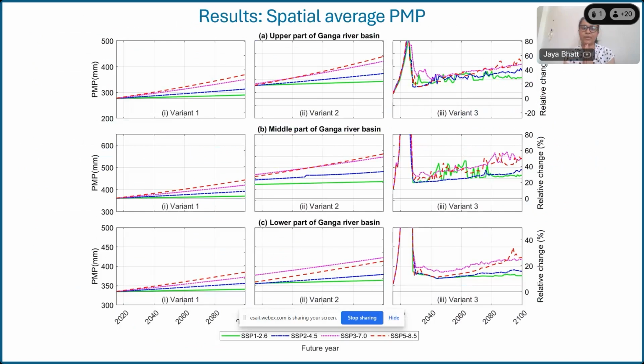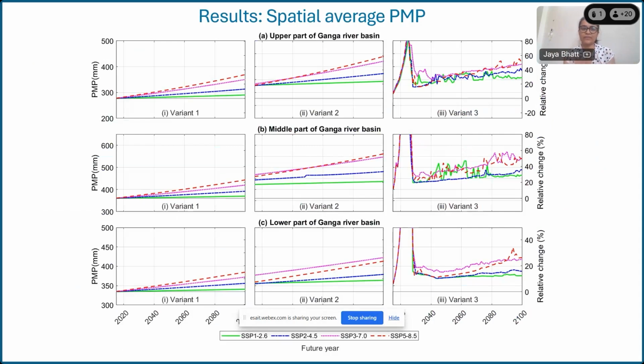And here I'm showing you results for one of the subzones lying in one of the major river basins in India, that is Ganga. The colored lines correspond to different SSPs, and the black line corresponds to what we have, the stationary based estimate. The relative change you could see on the right side on the secondary axis, and PMP values on the left side on the primary axis.